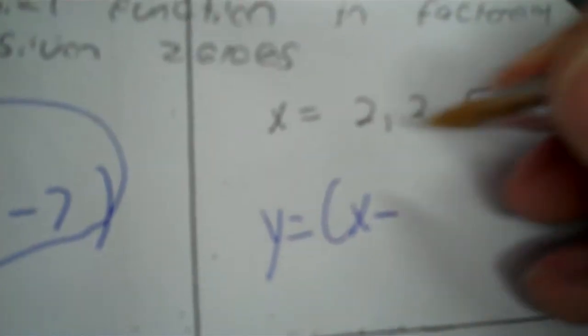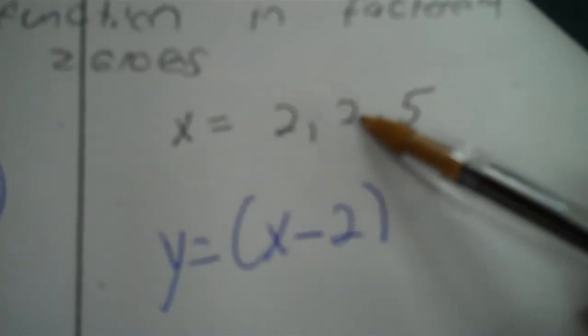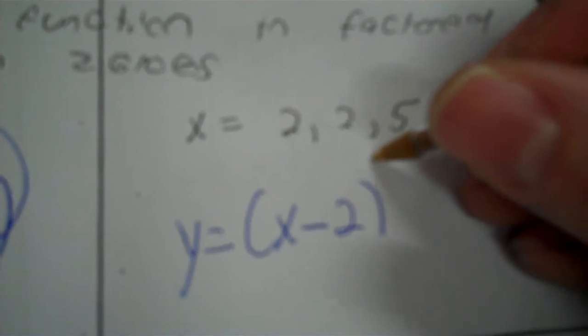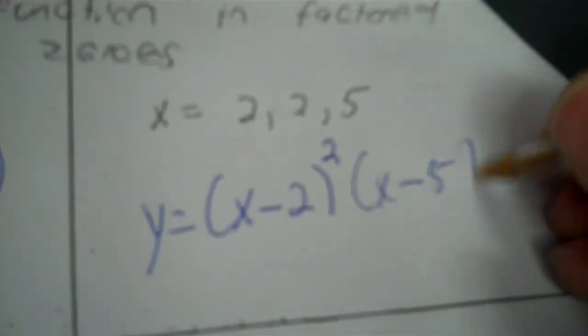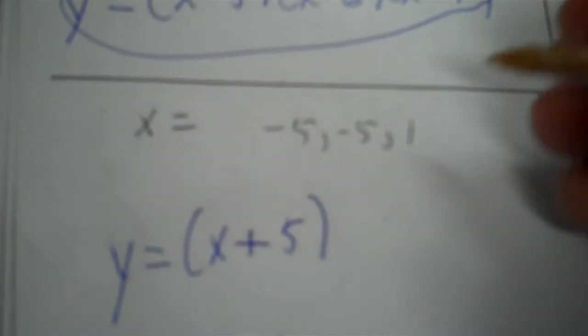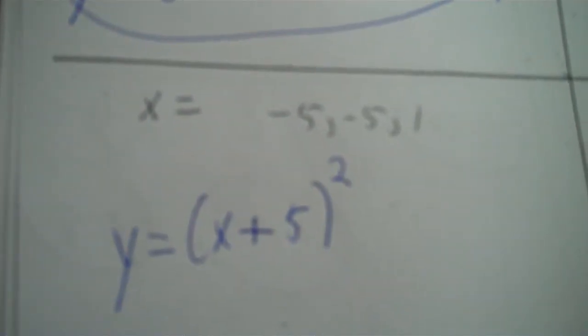Okay. Next one, 2, 2, and 5. So be careful here. X minus, and then you're going to put 2. But then I have a repeated 0. It's called a multiplicity of 2. Okay. When you have a repeated zero, you just raise that factor to the second power, okay? And then x minus, and then 5. Okay, next one. Negative 5, negative 5, and 1. So we always start off with x minus, but if it's a negative, we make the minus plus and just put 5, okay? And then since there are two of them, we'll just raise it to the second, then x minus 1.